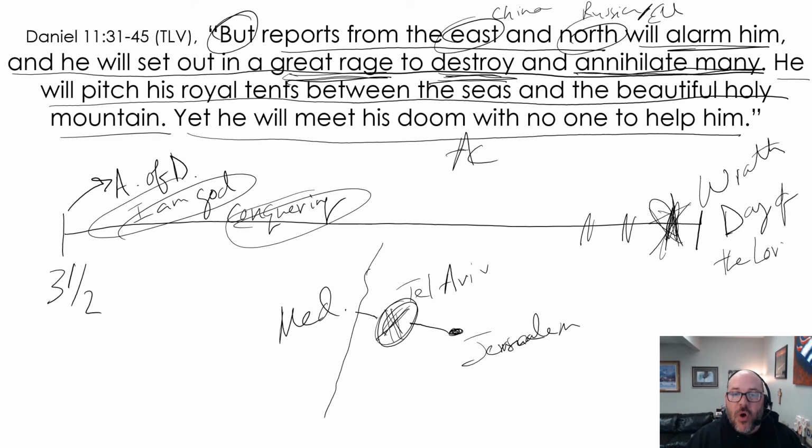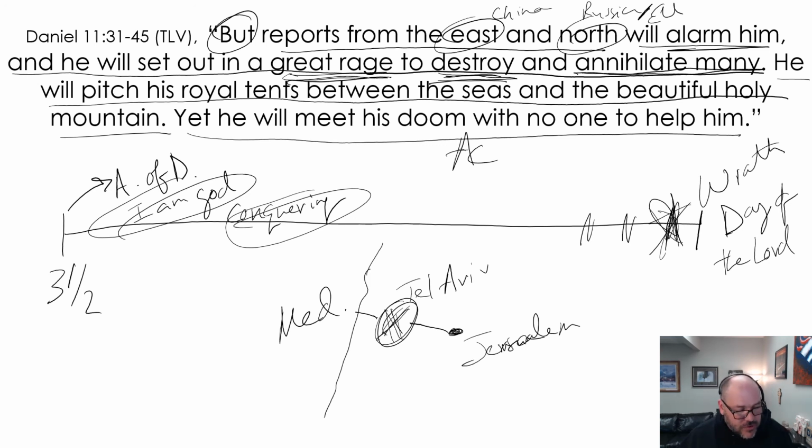Okay, well, that's all of the events that Daniel talks about that are during the tribulation. Next time, we're going to get into the events that happen after the tribulation. So we will pick it up in chapter 12, verse 1 of the book of Daniel. So that'll be for next time.